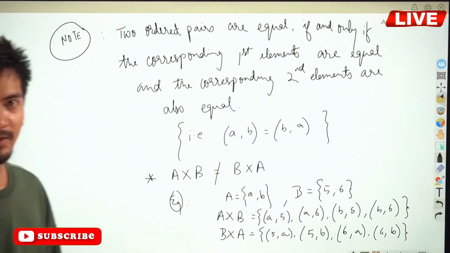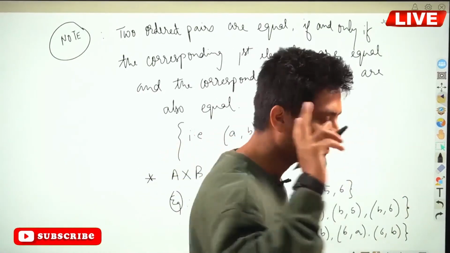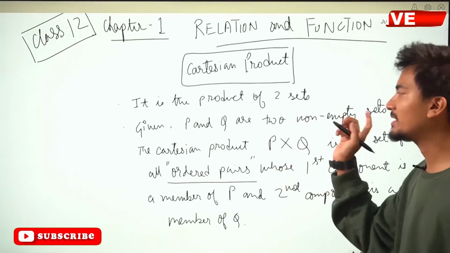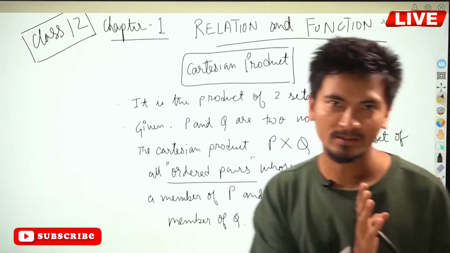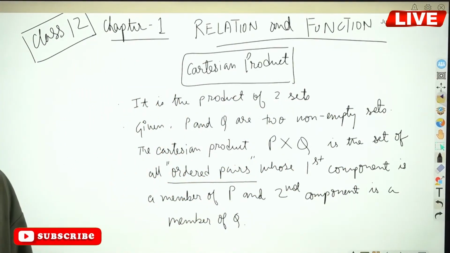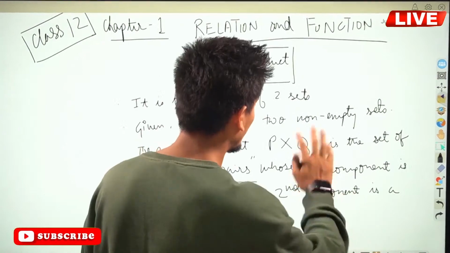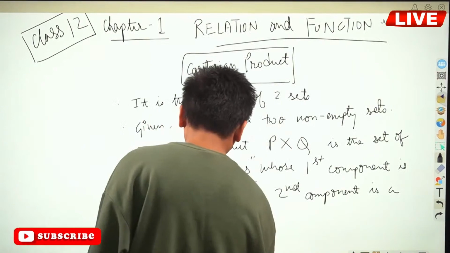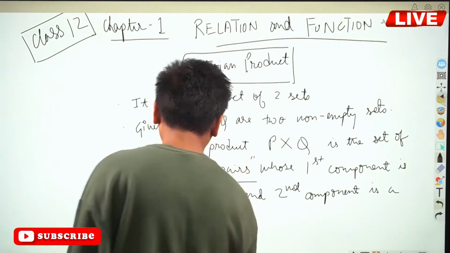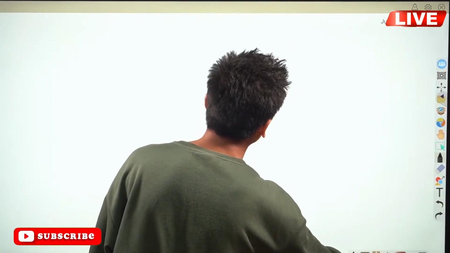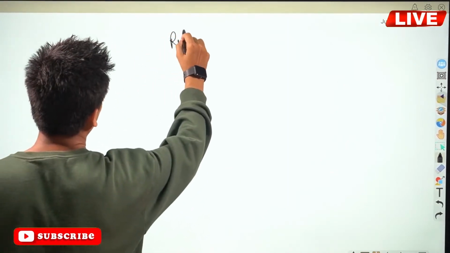so this is what we have learned about Cartesian product. That means Cartesian product is the product of two sets and it must be an ordered pair, right? If the first component is a member of P and the second component is a member of P. So this is the basic concept regarding the Cartesian product. Right. Next, we have learned about relation.